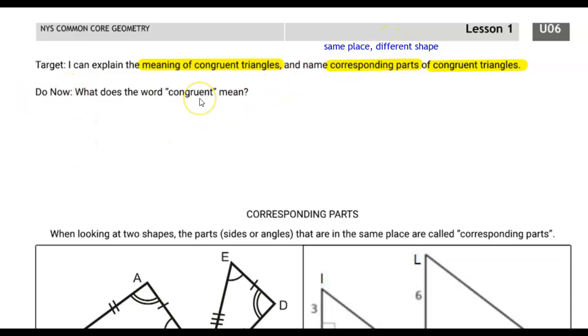For now, you're going to give me a definition. We're going to be doing this in class as well, but I'm looking for what the definition of the word congruent is. So pause the video for a second and try to figure out what your best definition of congruent is.